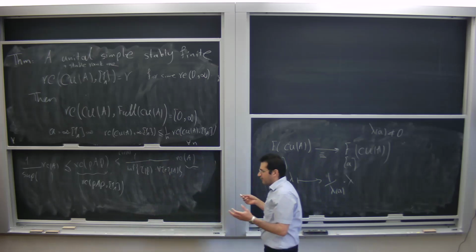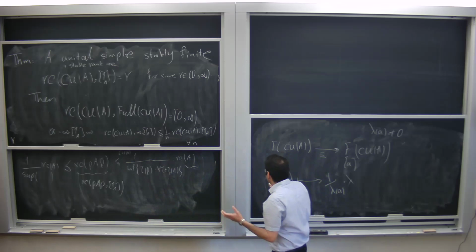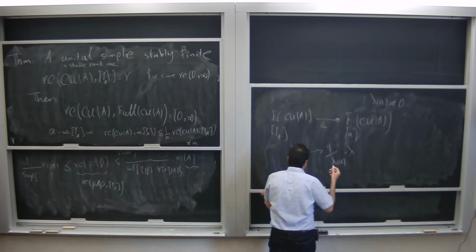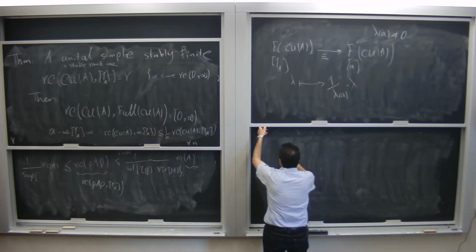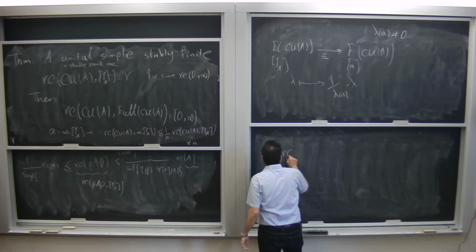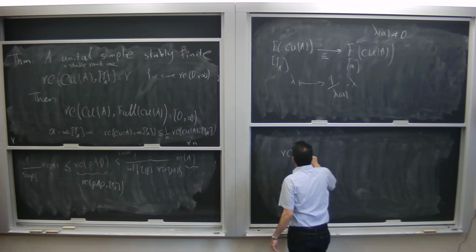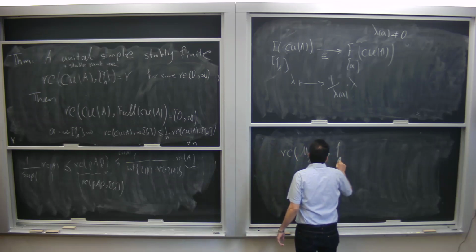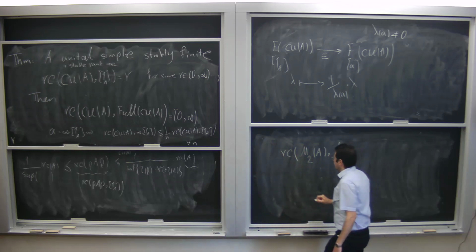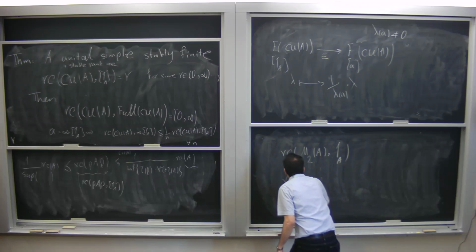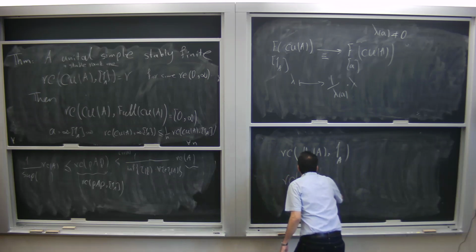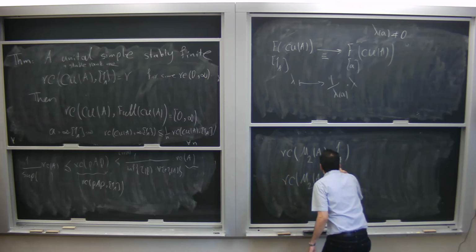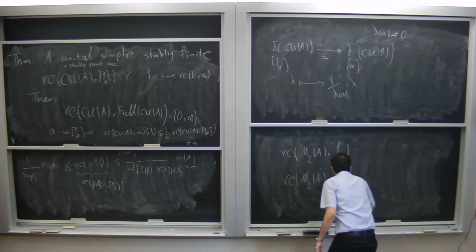Okay, what the radius of comparison is telling. For example, if you want a very simple example, suppose that you have RC of M2 of A with respect to identity, and suppose that you have RC of M2 of A with respect to identity of M2 of A, right?